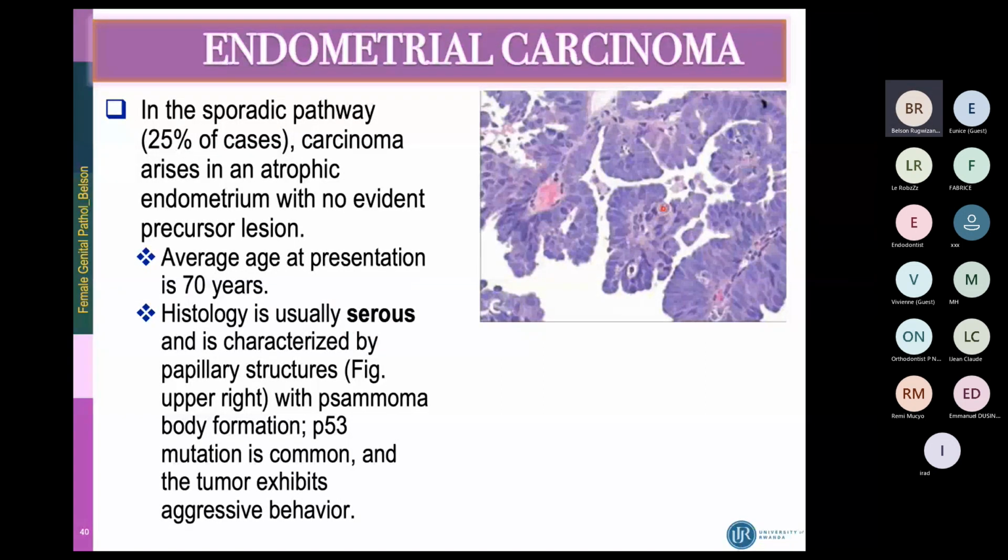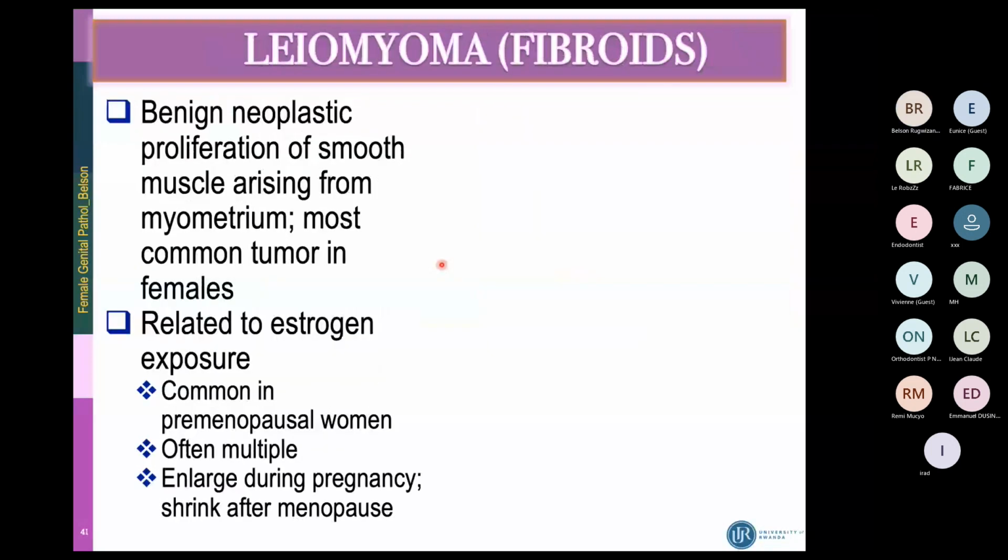So serous architecture with papillary structures, with psammoma bodies. Psammoma bodies, you should have seen this in cell injury, in abnormal tissue deposits. A psammoma body is a single cell calcification. So usually they have a p53 gene mutation. And this cancer is very aggressive. So when we report a case of endometrial carcinoma, we always have to specify if it is endometrioid or serous, because the prognosis and the modes of treatment are different. So that's all for the endometrium. And we proceed with the myometrium now.